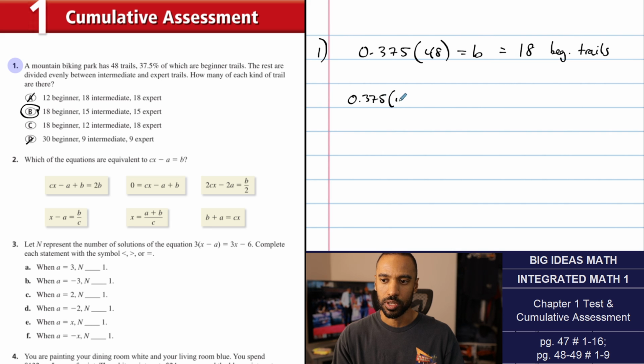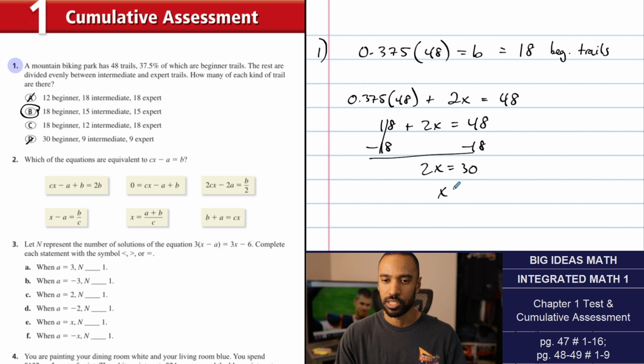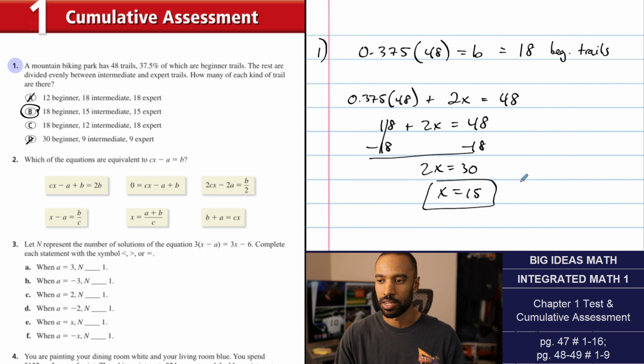0.375, which we found out what this was, times 48, plus the two x's that divide evenly to become 48. Now that would become 18 plus 2x equals 48. As you can see, this can become one of these kinds of problems. Subtract 18 from both sides, and 2x equals 30, and x equals 15. Now x represents the number of trails for each of the other ones. Because they're equal, x is 15. So it's 18 beginner, 15 intermediate, 15 expert.